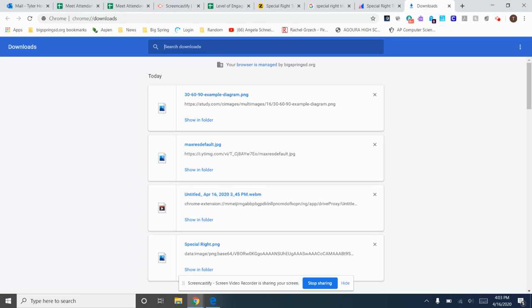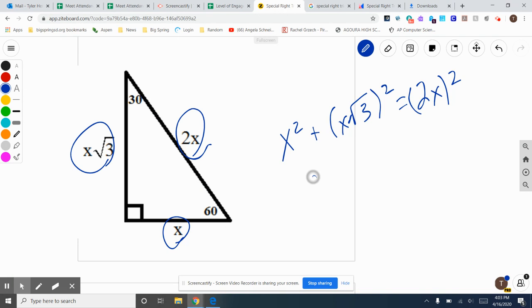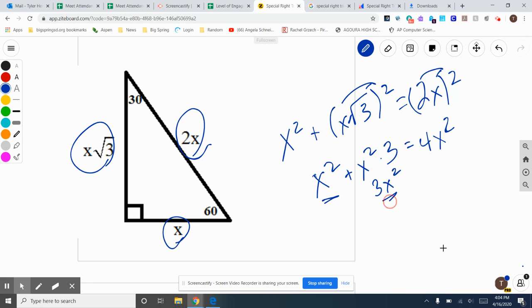So this would be x squared, right? I kind of distribute that squared, so this would be x squared times 3, which would really just be 3x squared because the square root of 3 squared is just 3. And then this would be, again, kind of distribute, get 4x squared. So x squared plus 3x squared is 4x squared, which equals 4x squared. So life is good. That just kind of helps you see that it works, I guess.